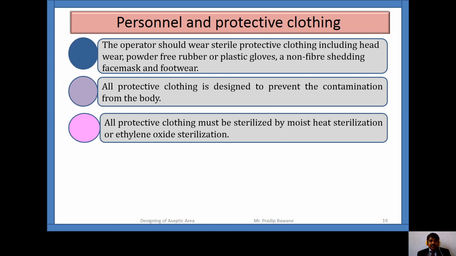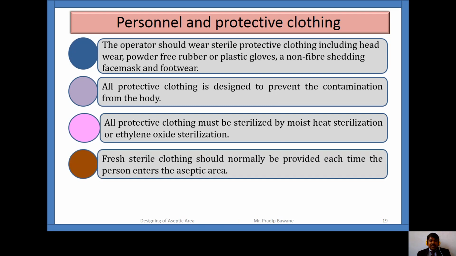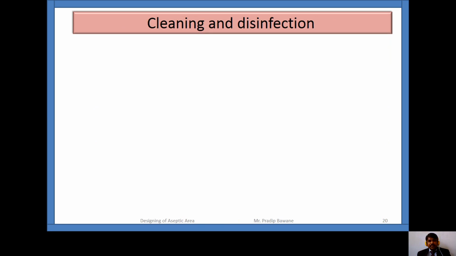All protective clothing must be sterilized by moist heat sterilization or ethylene oxide sterilization method, so that it should be free from contamination. Fresh sterile clothing should normally be provided each time the person enters the aseptic area. So as many times as you enter the aseptic area, you have to wear fresh sterile clothing, and then only you should be allowed to enter inside the aseptic area.